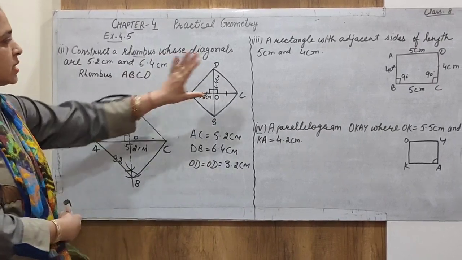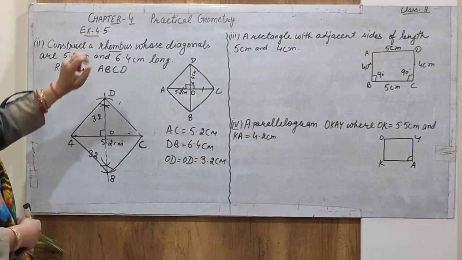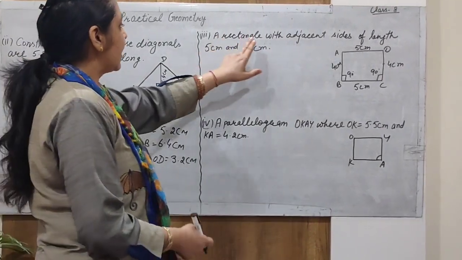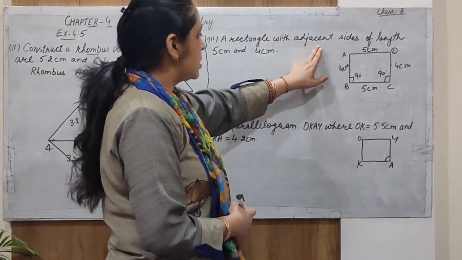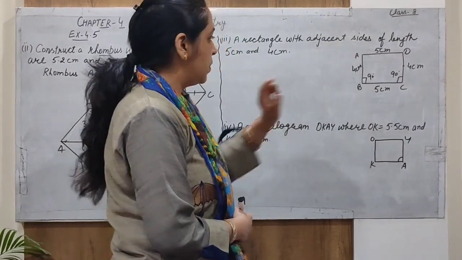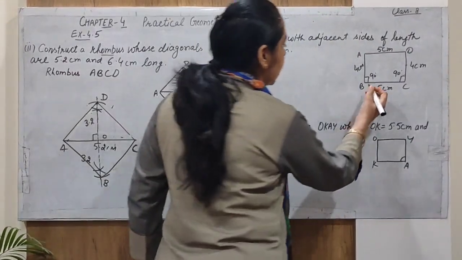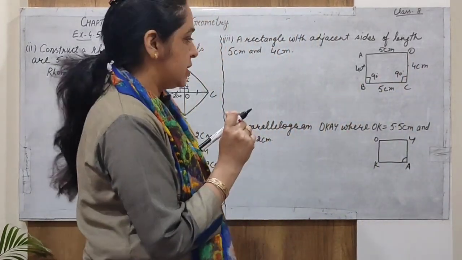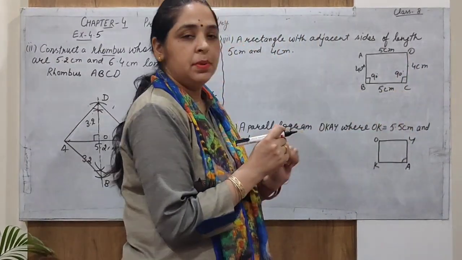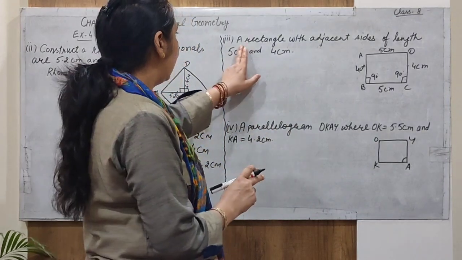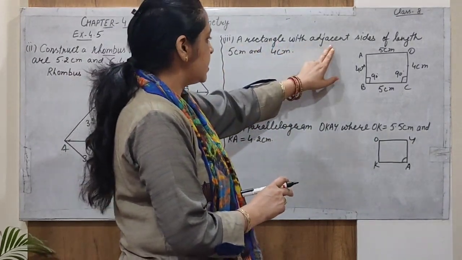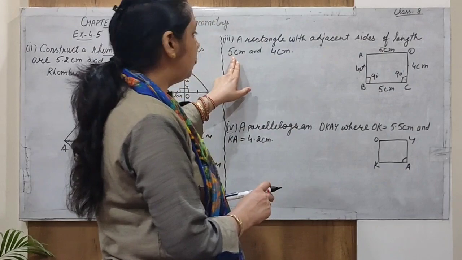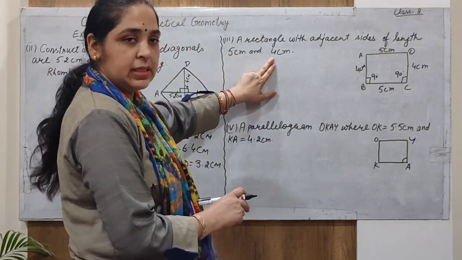Now come towards the third question of exercise 4.5. A rectangle with adjacent sides. Adjacent sides means the sides which are connected by an angle, that is called adjacent sides. One point is common between 2 sides. A rectangle with adjacent sides of length 5 centimeter and 4 centimeter.